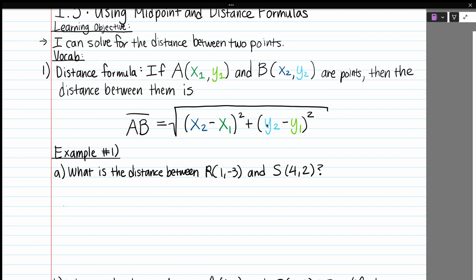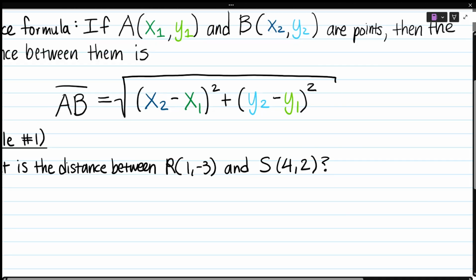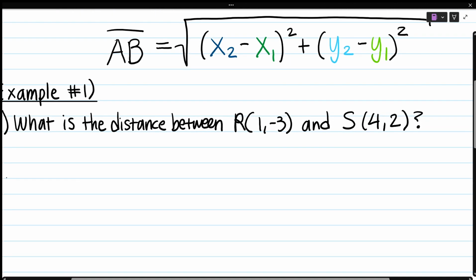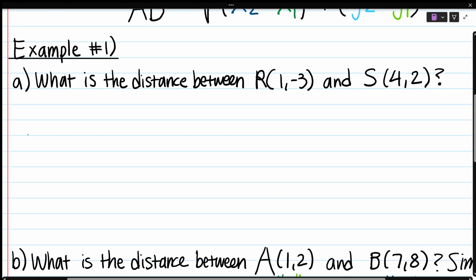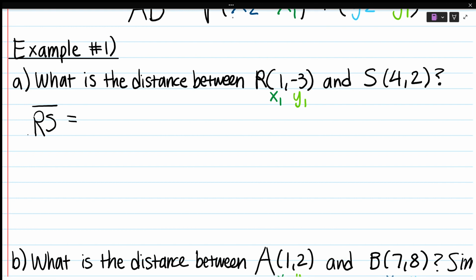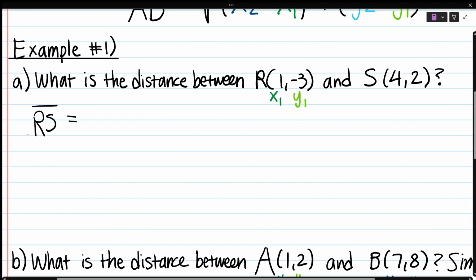So let's look at this example. In example 1: what is the distance between R, 1 and -3, and S, 4 and 2? We're trying to find the distance between these 2 points, R and S. Let's assume R is our first point. So if R is our first point, that's going to be our x1 and y1. These stand for the first set of points. S is our second point, so it's going to be x2, y2.